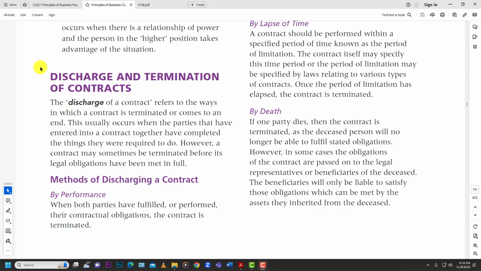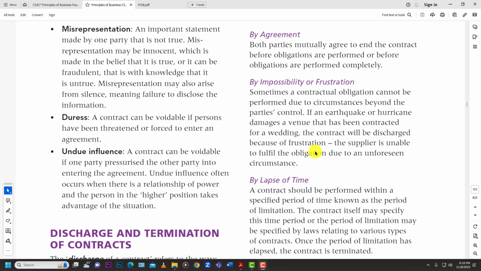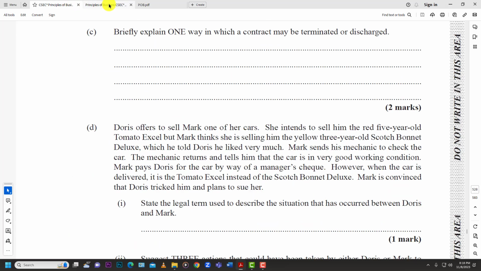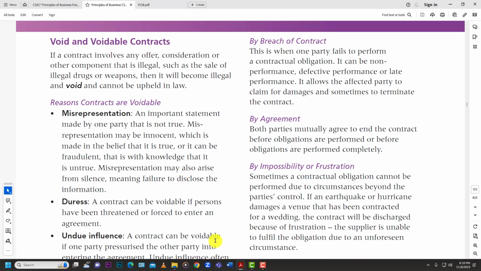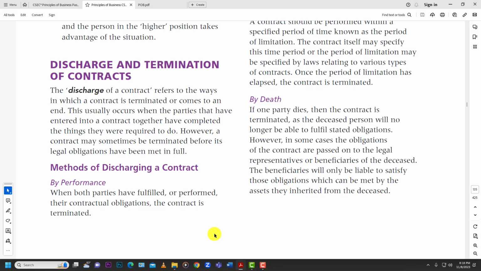So here we go. By performance, by death, by lapse of time, by impossibility or frustration, by agreement, and by breach of contract. But the question says to briefly explain. So we're going to briefly explain all of them so you can choose your one. Okay, so performance. That simply means that both parties have fulfilled the contractual obligation. So everything went smooth. Both parties did what they're supposed to do, and so the contract is over. Performance: I do what I had to do, you pay me, contract is over, everybody goes their separate ways.